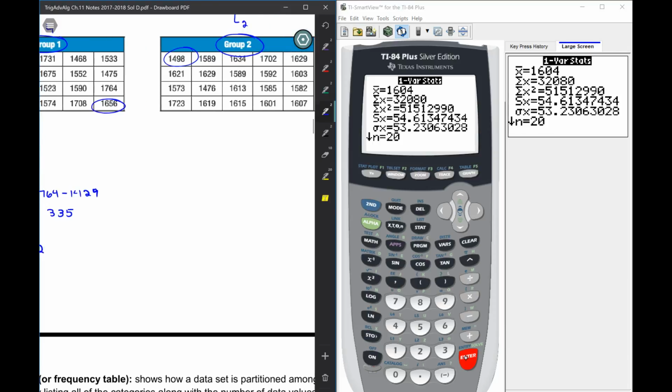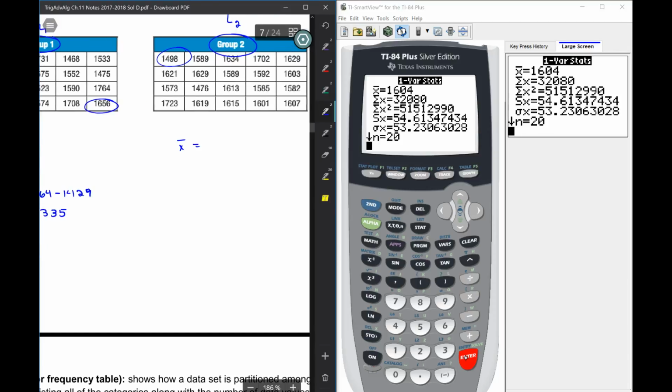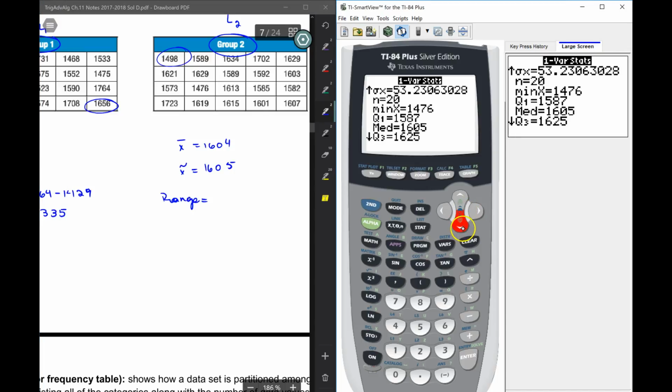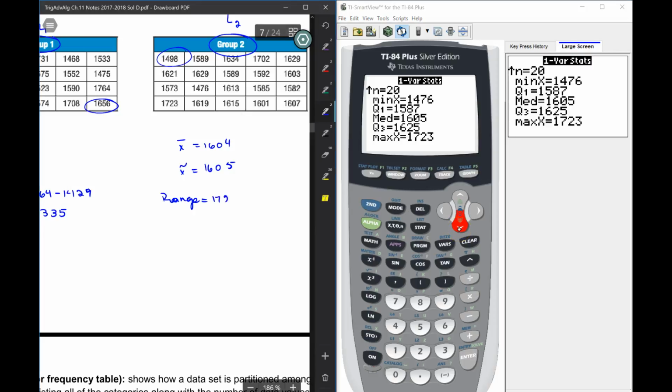So again, mean X bar is 1,604. Median X tilde, if you go down here, is 1605. The range is going to be 1723 minus 1476, 247. And the standard deviation for this is 54.6. Perfect. I have a question.